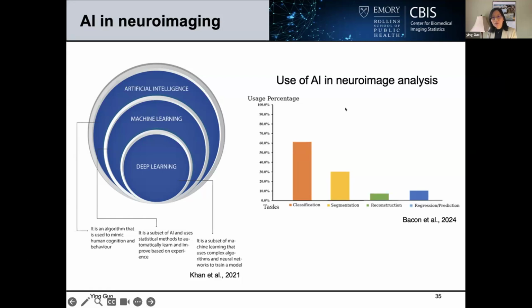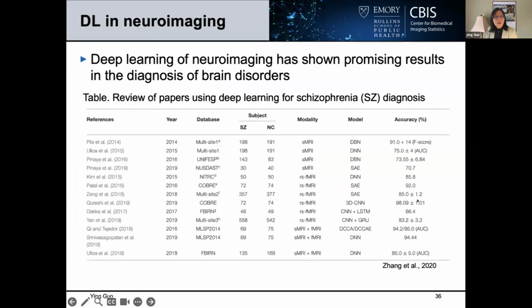In this paper, they surveyed the use of AI in neuroimaging analysis. We can see that most often AI is used for classification purposes, mostly classifying disease groups. It is also used a lot in lesion segmentation, for example to study brain tumors, and also for image reconstruction, regression, and prediction.